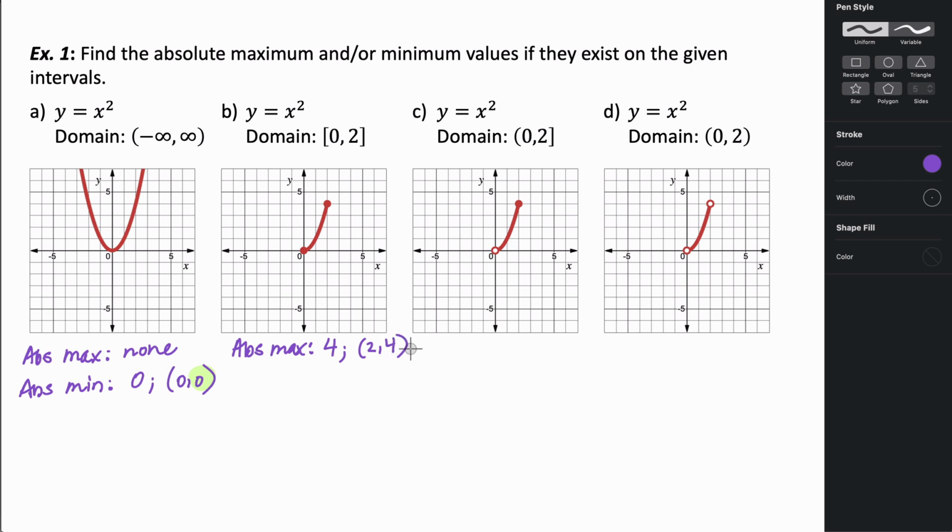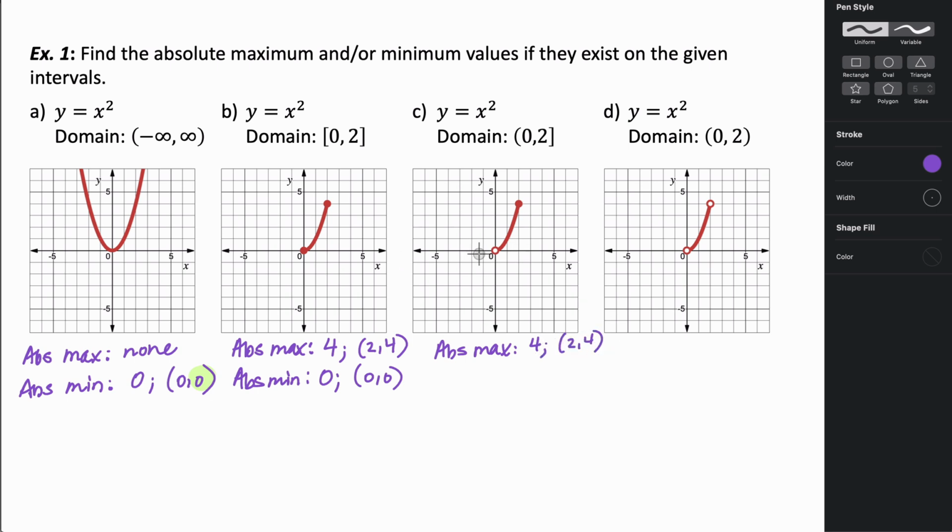Sorry, there we go. So we would just take the y value there. The absolute minimum in this is, again, 0. Again, it happens at 0, 0. In part C, again, because the point is closed, we have the same absolute maximum of 4, again occurring at the point 2, 4.